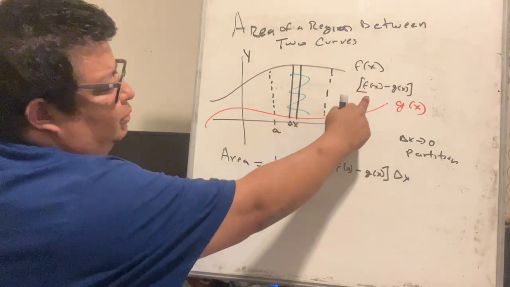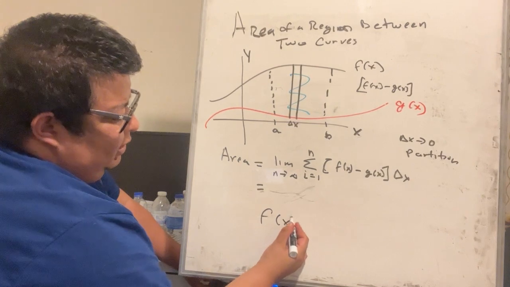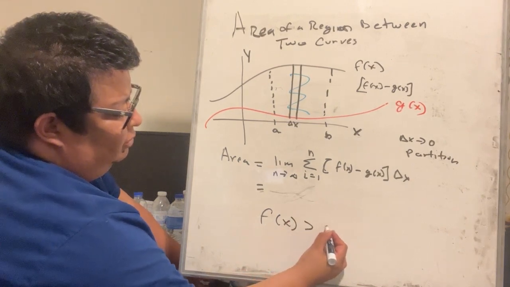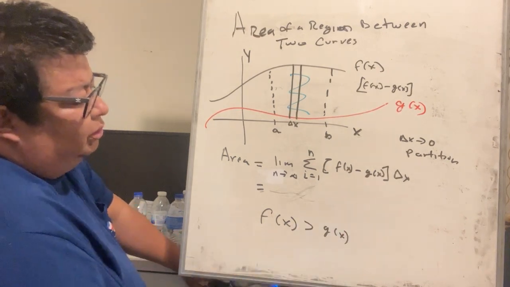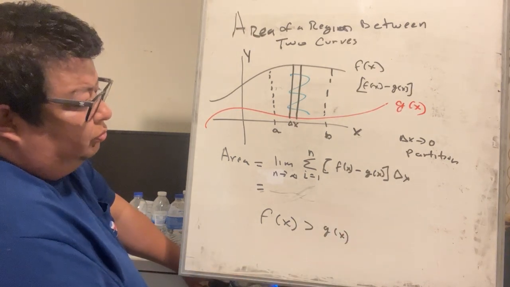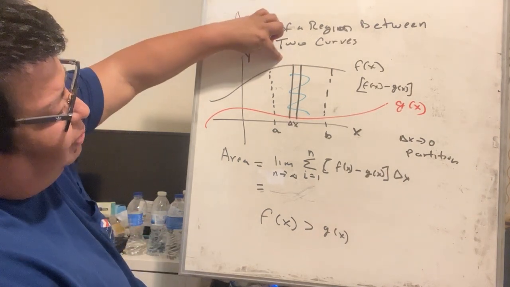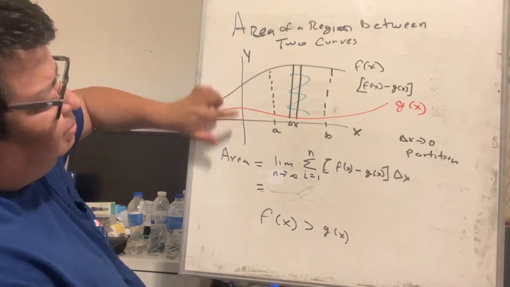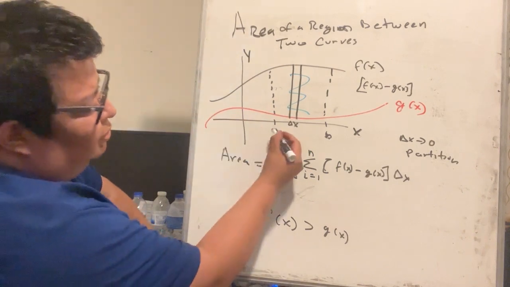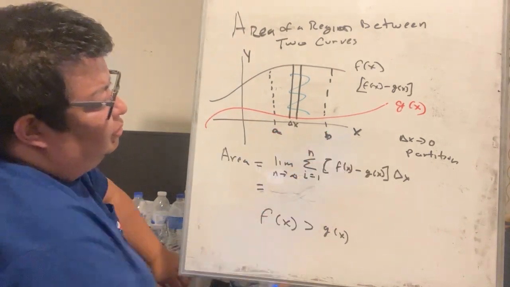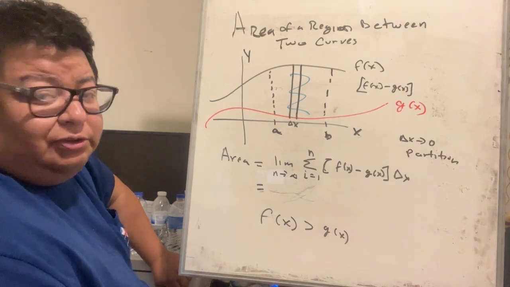The only requirement for this is that f of x has to be greater than g of x for this to work. And that's what we see on the picture: f of x is above g of x. But it doesn't matter whether this is here or here, as long as we know the endpoints, the range where we want to compute the area of the region.